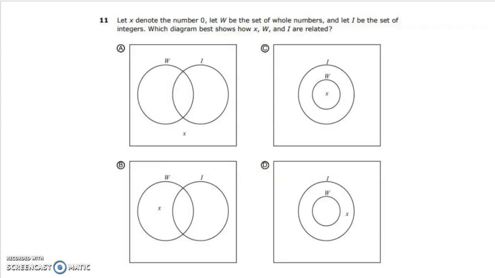Number 11. Let X denote the number 0. Let W be the set of whole numbers, and let I be the set of integers. Which diagram best shows how X, W, and I are related?